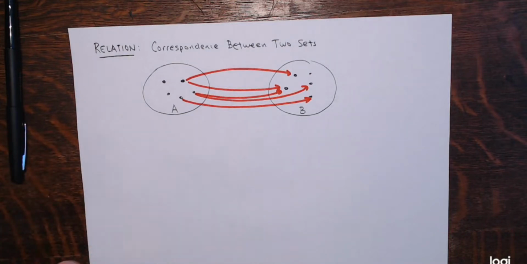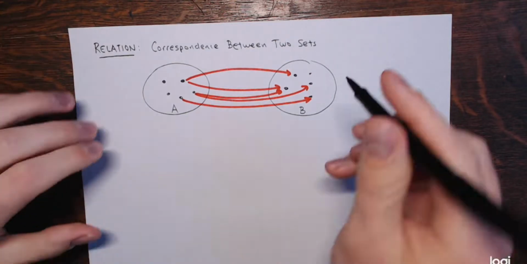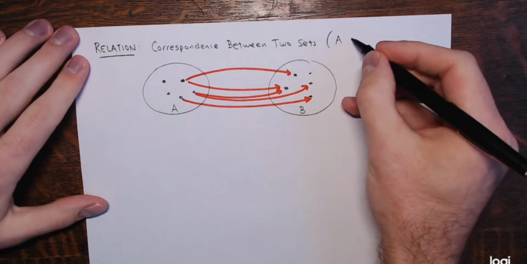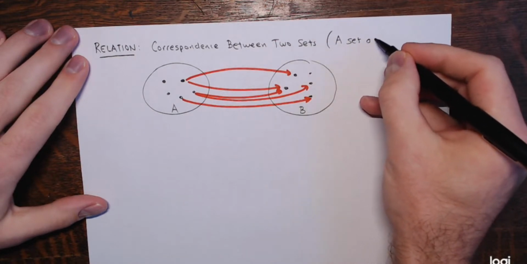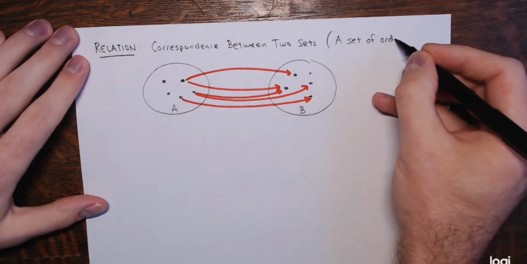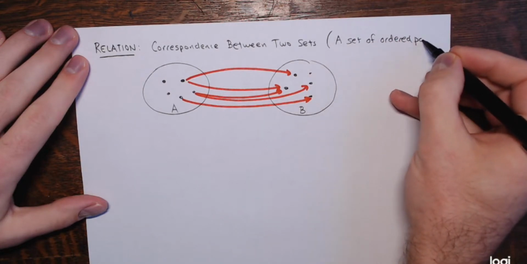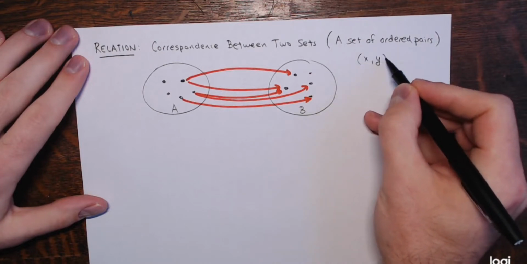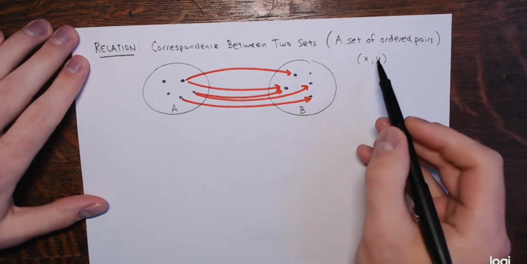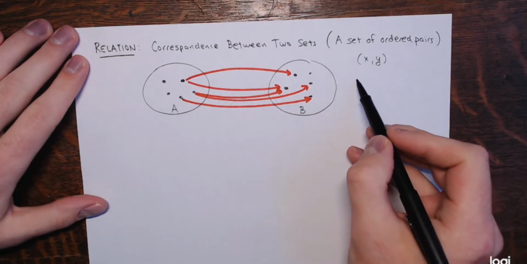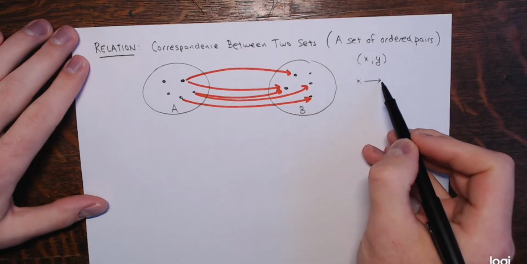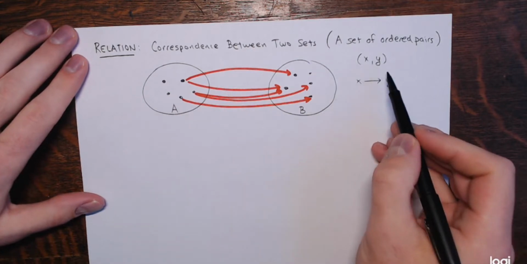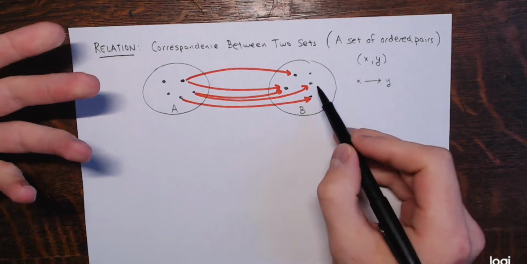Now, usually it's just represented by ordered pairs, so sometimes you might just see this referred to as a set of ordered pairs. So like x comma y. You've seen ordered pairs on graphs. So if you see an ordered pair, that just means that element x corresponds to element y. X from the first set corresponds to y from the second set.